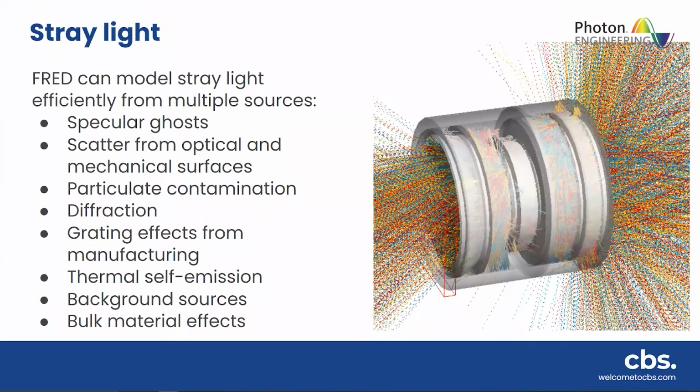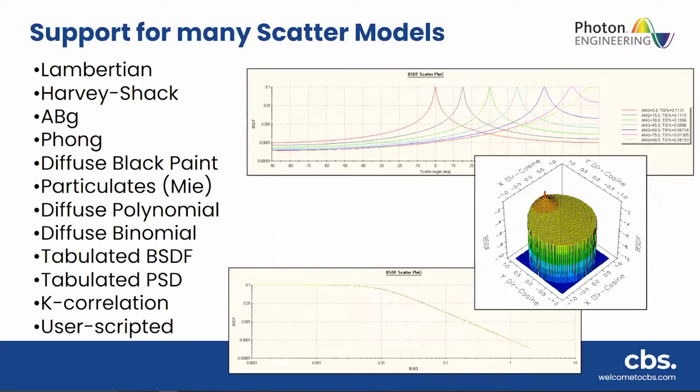So in terms of the tools that Fred has for us to model this, the first great thing that Fred has is an abundance of different scatter models. So Fred has lots of different models for us to choose from, and of course we need to pick the one that best represents the type of scattering that we expect to see. So we have all the usual suspects of Lambertian scattering, Harvey, Shack, but we also have a number of different other models as well. So we can model scattering from particulates. We also have some polynomial scatter models, which are very useful for fitting measured data too. And if push comes to shove and none of the other 12 models work for us, we always have the option of a user scripted scattering, where we can essentially write any mathematical function that we choose to model our scatter.